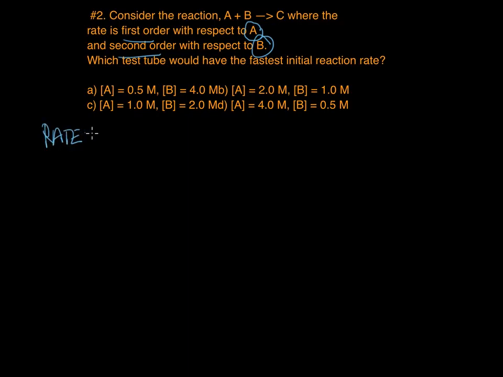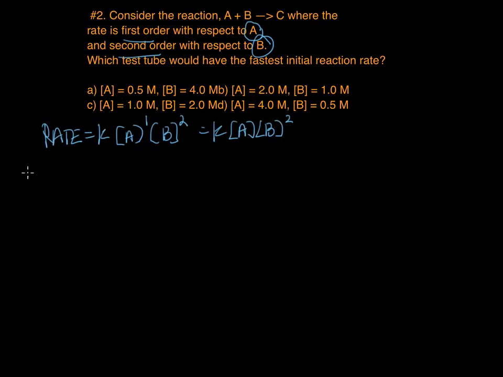Rate is equal to K times concentration of A, first order, so raised to the first power, times B to the second power because it's second order. So that's the same thing as saying K times A times B squared. All right? So which of these test tubes would have the fastest initial rate? We're given concentrations. We're not given K, but we can just plug it in and figure out what the rate is using the variable K.